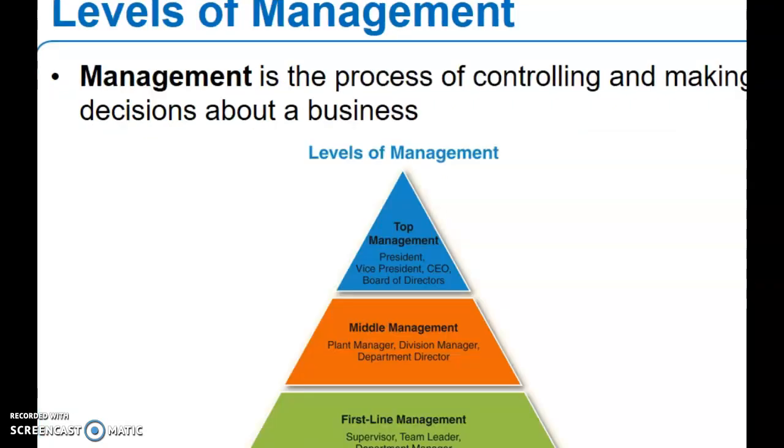Management is the process of controlling and making decisions about a business. Most organizations have levels of management. The number of management levels often depends on the size of the company. As shown in this figure, there are 3 general levels of management: top management, middle management, and first line management.